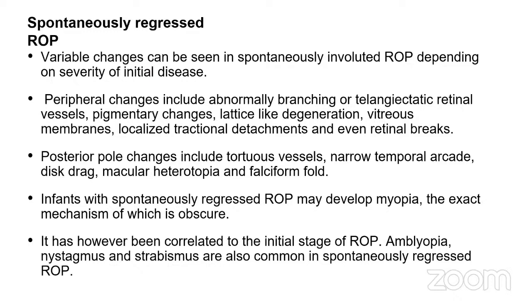So, what is spontaneously regressed ROP? Changes can be seen in spontaneously involuted ROP depending on the severity of the initial disease. Peripheral changes include abnormally branching or telangiectatic retinal vessels, pigmentary changes, lattice-like degeneration, and vitreous membranes. Posterior pole changes include tortuous vessels, narrow temporal arcade, and disc drag. Infants with spontaneously regressed ROP may develop myopia, the mechanism of which is still obscure. It has, however, been correlated to the initial stage of ROP. Amblyopia, nystagmus, and strabismus are also common in spontaneously regressed ROP.